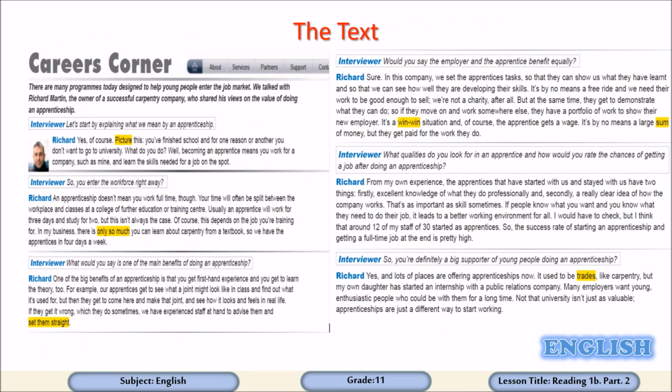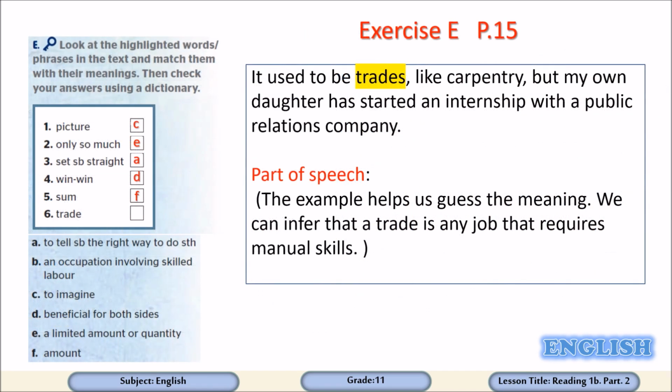The last word is "trade." It used to be trades like carpentry, but my own daughter has started an internship with a public relations company. Here, the example is very important because it helps us to understand that a trade is any job that requires manual skills. So the answer will be B.